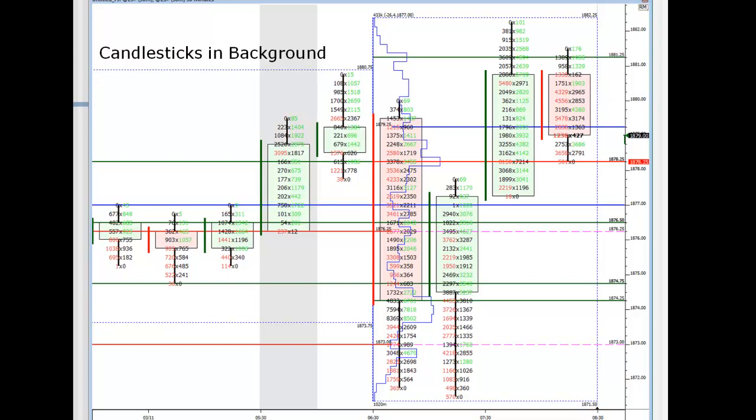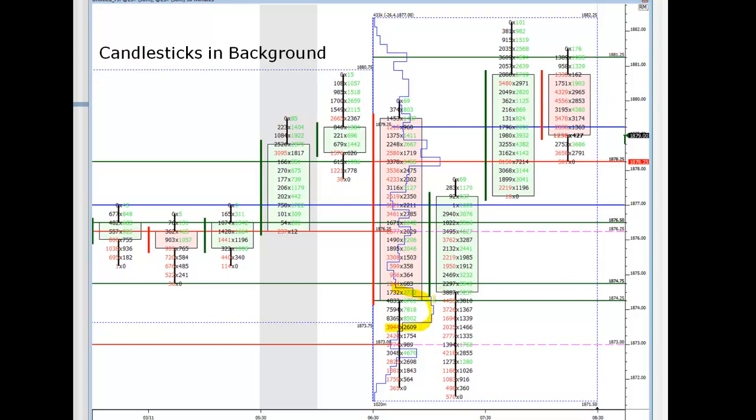Candlesticks in the background. Now notice, once I've added the candlesticks, since the candlesticks happen to be a very familiar way to look at activity in the market, I find that people like to see them. So right away here, we can see that from the profile, this was an area of heavy volume activity. All right, and we can see what happened after this heavy volume activity.